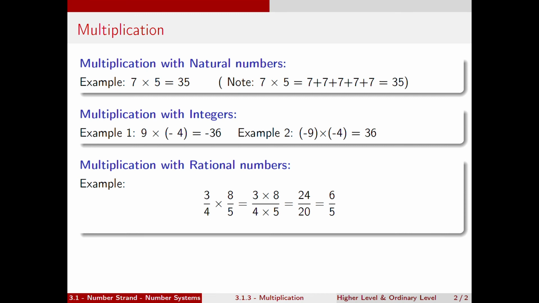So 3 times 8 is 24 and 4 times 5 is 20. And this will give us a simplified fraction of 6 over 5.